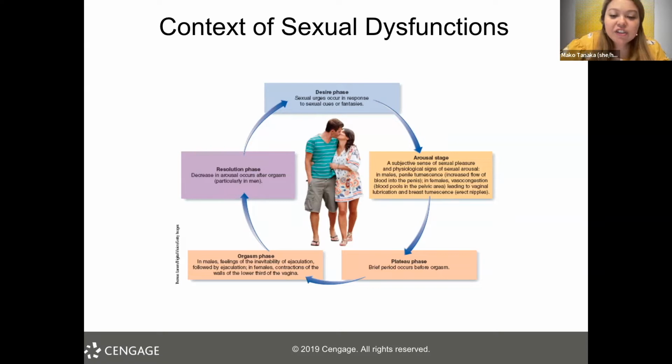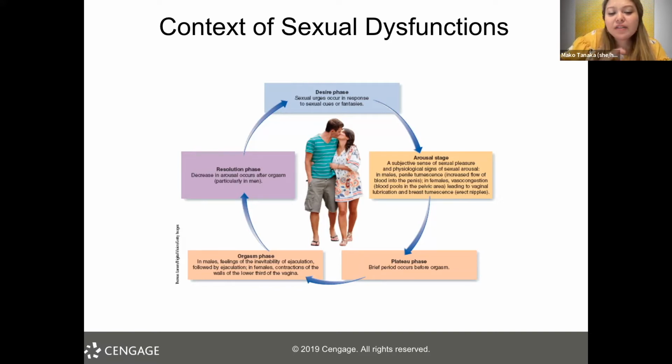The next stage is the plateau phase, and it's a brief period that occurs before an orgasm. And in the orgasm phase, it can look different depending on what type of body parts you have. It might look like an ejaculation in biological males. It could look like vaginal contractions in biological females.